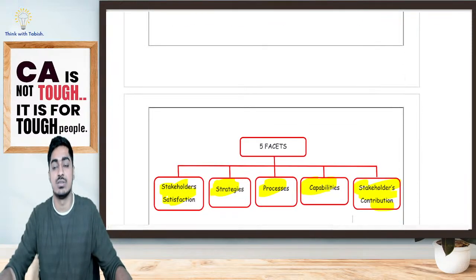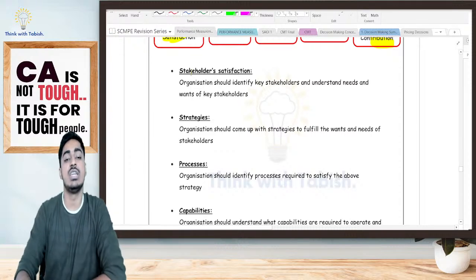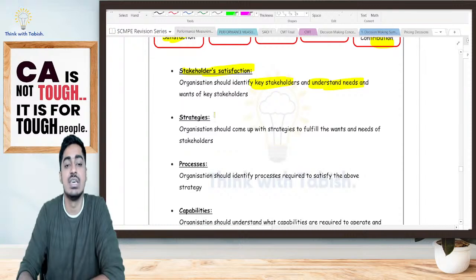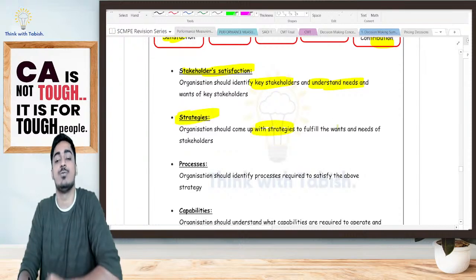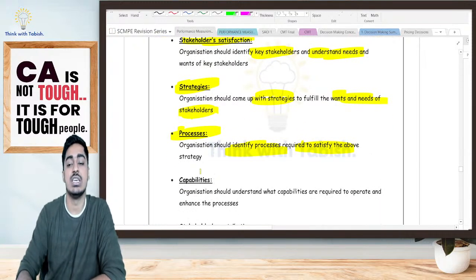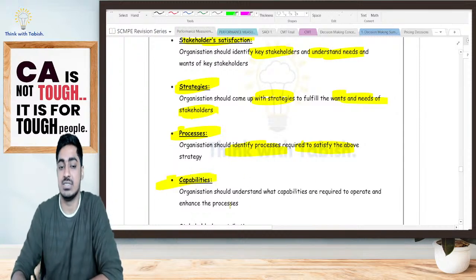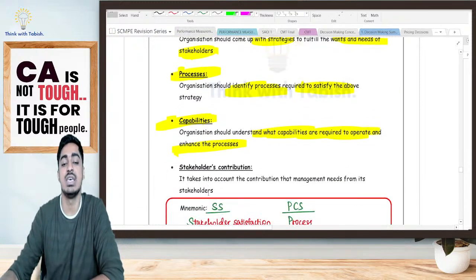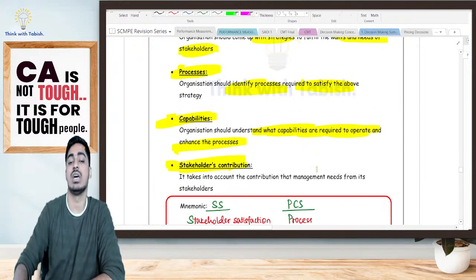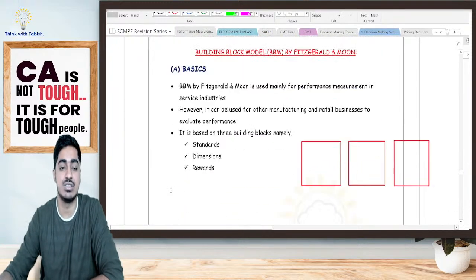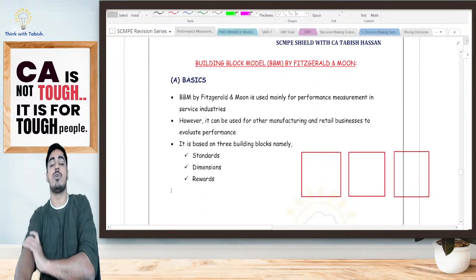Now, let's look at this. Stakeholder satisfaction: the organization should identify key stakeholders and understand their needs. Strategies: we should come up with strategies to fulfill the needs of my stakeholders. Processes: we should identify what processes are needed to satisfy the above strategy. Capabilities: we should try to understand what capabilities are needed to operate and enhance the processes. And finally, stakeholder contribution: I should see what contribution I want from my stakeholders. Is it clear, students?